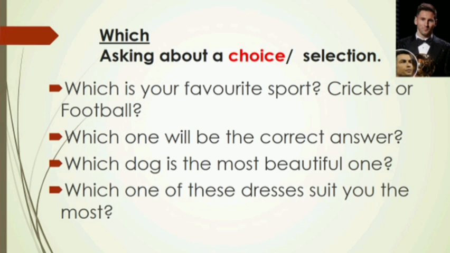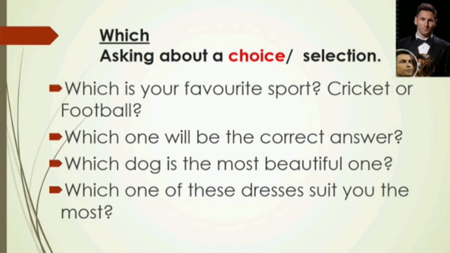So which is the next question word, which is used to ask about a choice or selection. Which is your favorite sport, cricket or football? My favorite sport is cricket. Which one will be the correct answer? The correct answer is the first answer. Which dog is the most beautiful one? Golden Rottweiler is the most beautiful dog. Which one of these dresses suit you the most? The blue dress will be the most suitable dress.